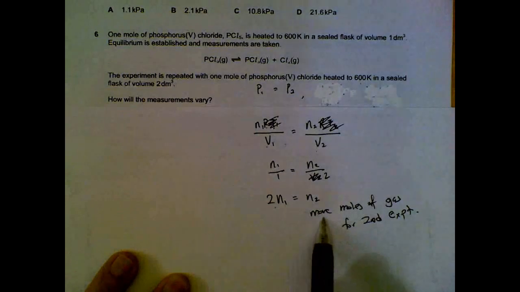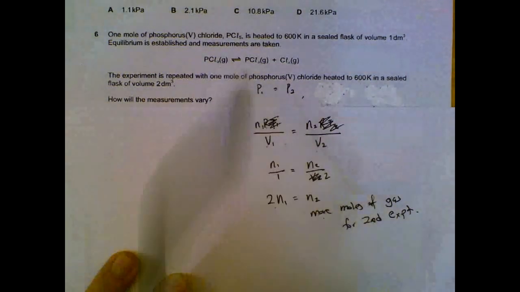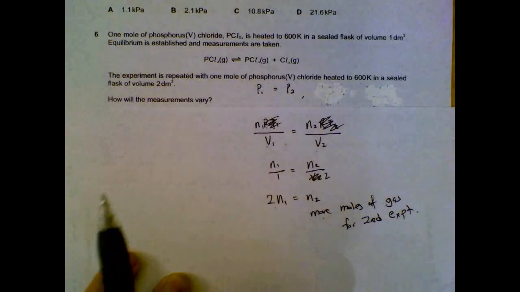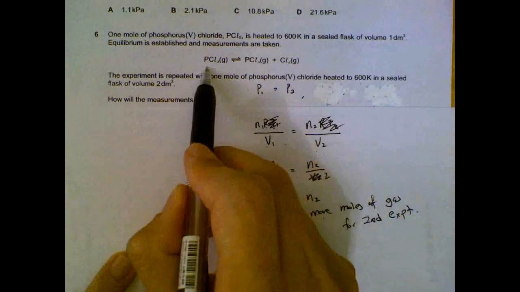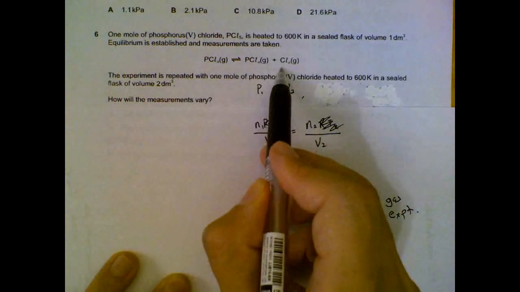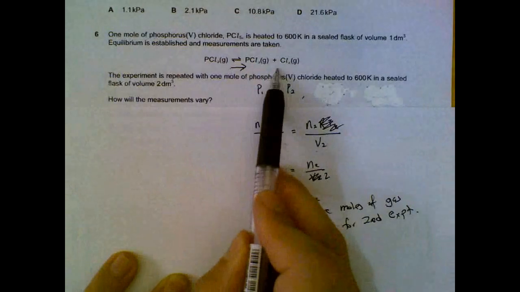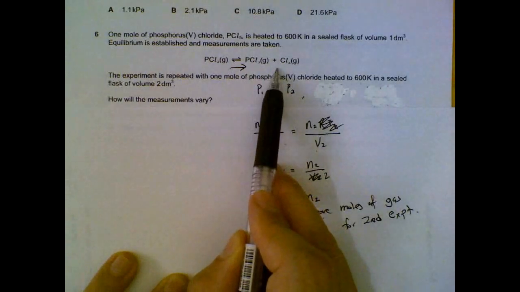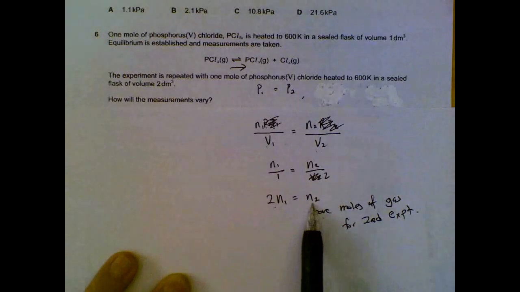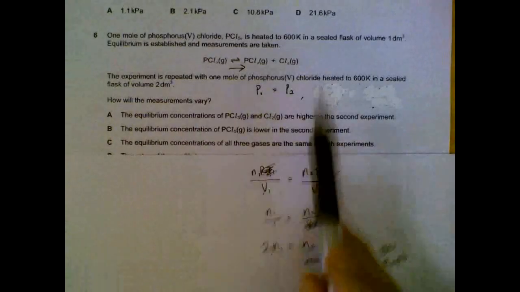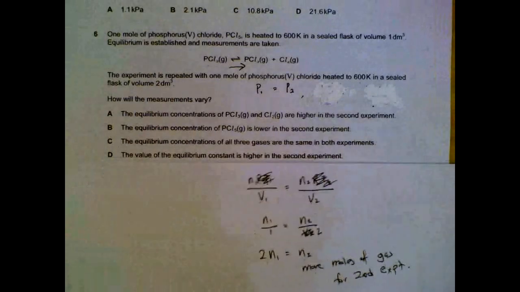So what does it mean for the equilibrium? How will we get more moles of gas? It means the equilibrium shifted to the side that produces more gas. On the left side, we have one molecule. On the right side, you have two molecules. So it means the system actually produces more of the products, because experiment 2 contains more moles of gas. So it shifted to the right. You have less PCl5 compared to the first experiment.